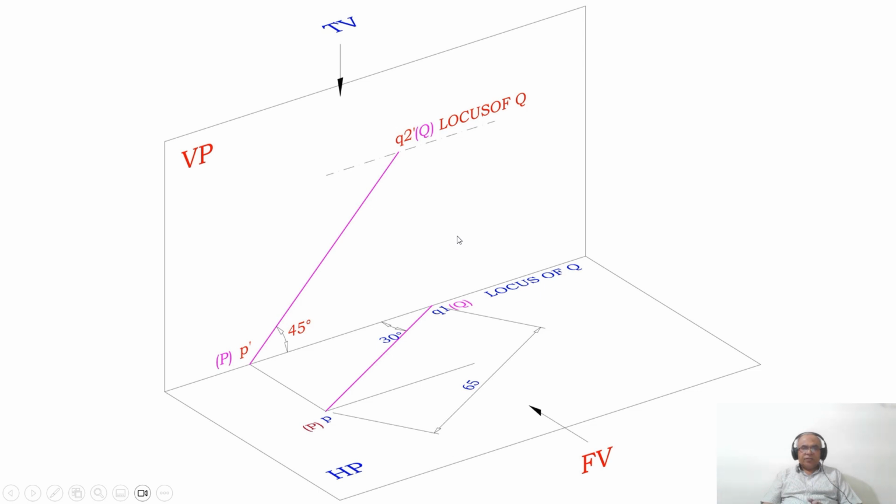Since the true length is the same both in the front view and in the top view, you measure 65 mm and cut an arc on that 45 degree line. So you will get Q2 dash. So now you have the locus of Q in the front view. So this will be capital P and this will be capital Q. So this is how you will be able to write the initial position of the drawing in 3 dimensions.